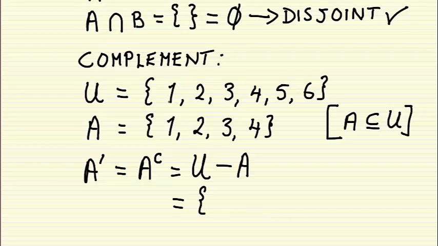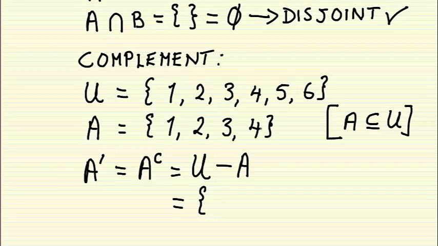1 is an element of A and also of the universal set. So that will be removed from the universal set in order to get the resultant set. 2 is an element of A and also of the universal set. 3 is an element of A and also of the universal set. 4 is an element of A and also of the universal set. And that's what we expect, because we've seen that A is a subset of the universal set.